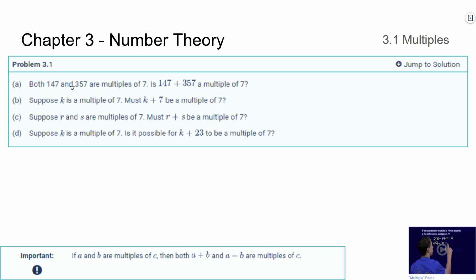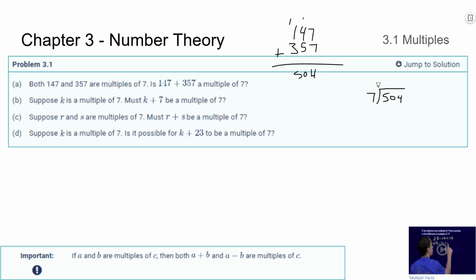So both 147 and 357 are multiples of 7. Is 147 plus 357 a multiple of 7? Okay, well, let's see. So 147 plus 357. What's that going to be? All right, 7 plus 7 is 14. 14, that's going to be 10. And that's going to be 5. So 504. Is 504 divided by 7 going to give us a remainder of 0? If it gives us a remainder of 0, then it is a multiple of 7.